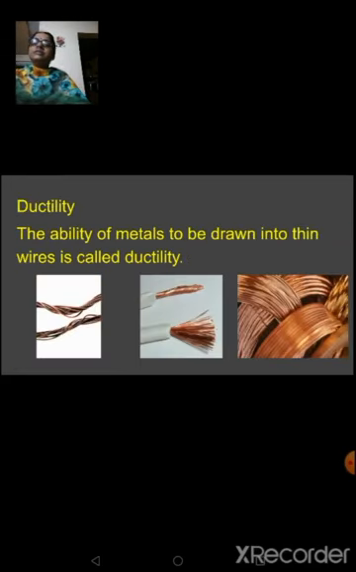Next is ductility. The ability of metals to be drawn into thin wires is called ductility. You remember ductility, the word starts with D. It can be drawn into wires. Because of this property only, we are able to use copper wires in our electrical wires. Even aluminium is used because these metals can be drawn into very fine, means thin, wires. So the ability of metals to be drawn into thin wires is what is called ductility. Examples you can give on your own: copper, aluminium. These are all familiar examples.